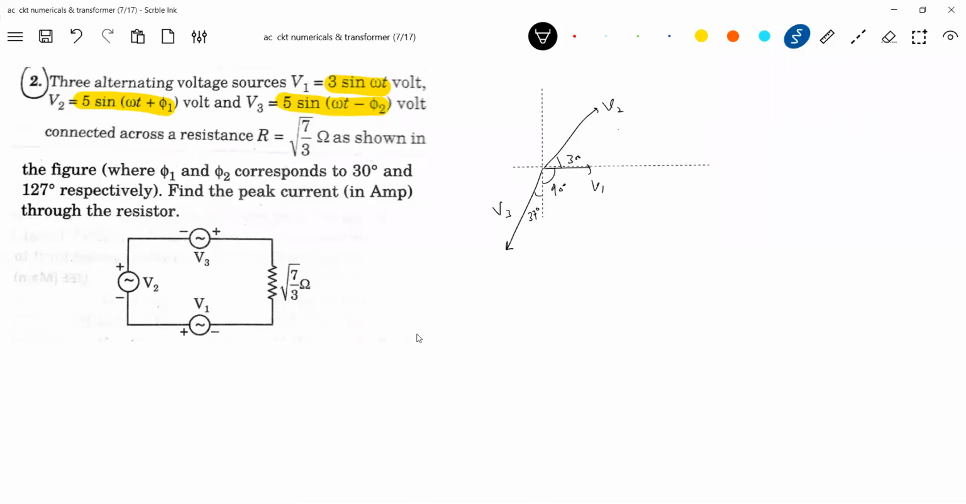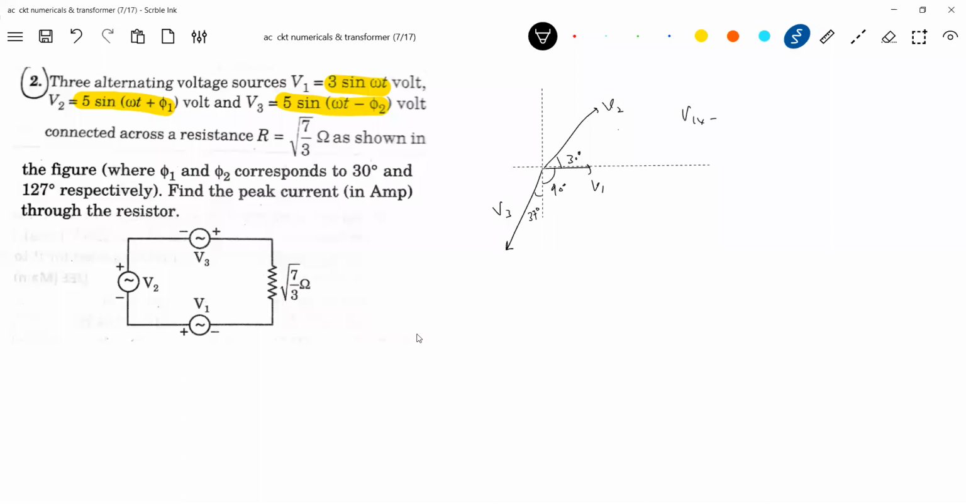So what is the method we should follow here? Find the resultant voltage. How to find out the resultant voltage? Vector addition, resolving of vectors. Calculate the resultant and get the peak value. So you should replace everything with one resultant signal.